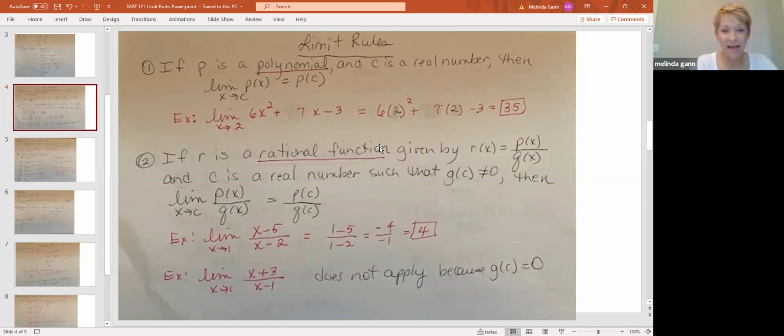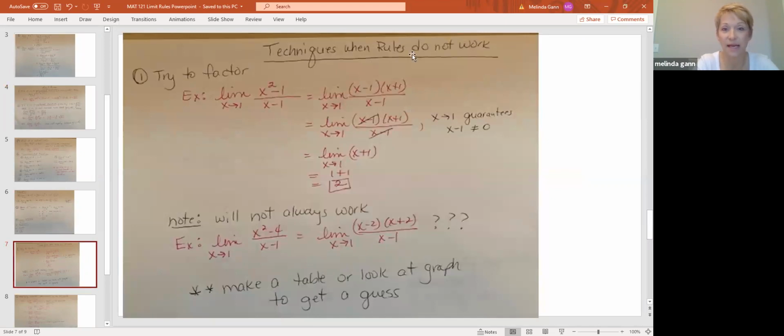Okay, so try to take the number and plug it in. If that doesn't work, then I'm going to show you some techniques, for when those rules don't work. All right, here's one thing you can try. You can try to factor it. Sometimes it helps, sometimes it doesn't. I'm going to show you one time it does and one time it doesn't.